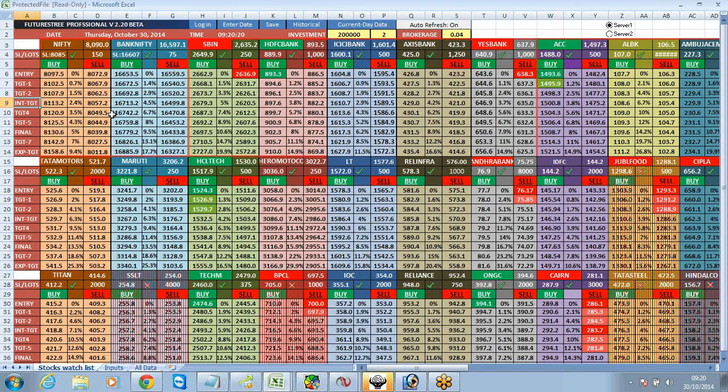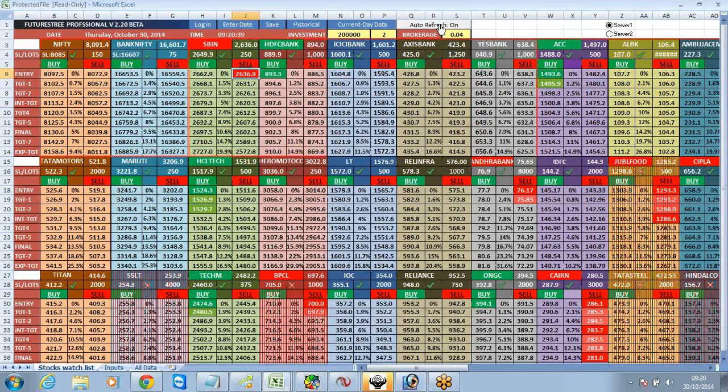Booking profits is one very important thing. Most of the scripts will definitely give you calls, and if you're not able to book the profits, then it's wasted trading. So Axis we have a sell call, SBI we have a sell call.